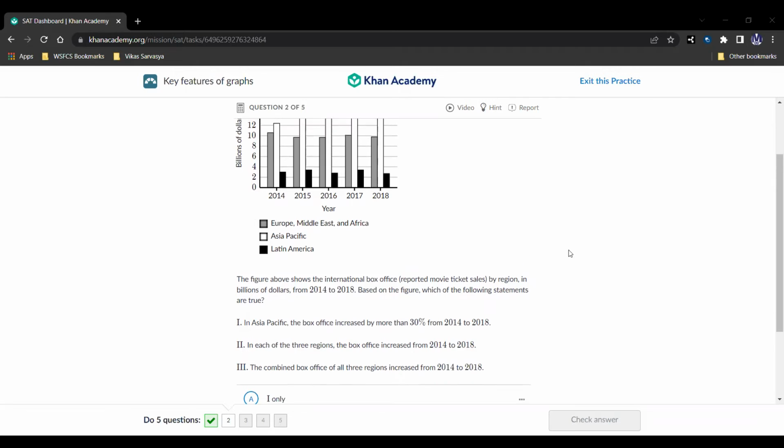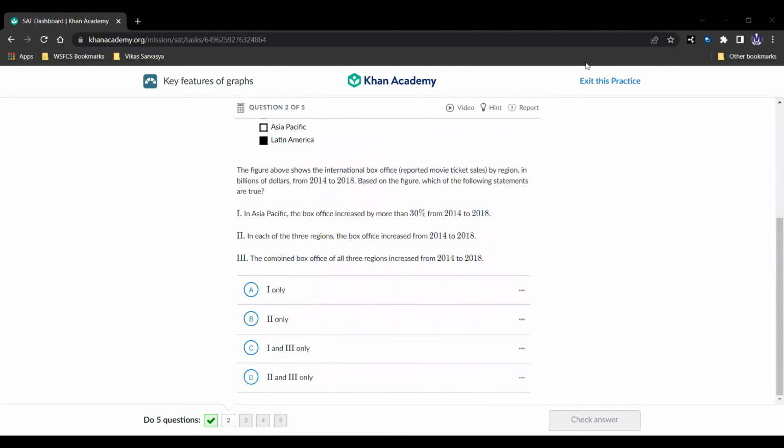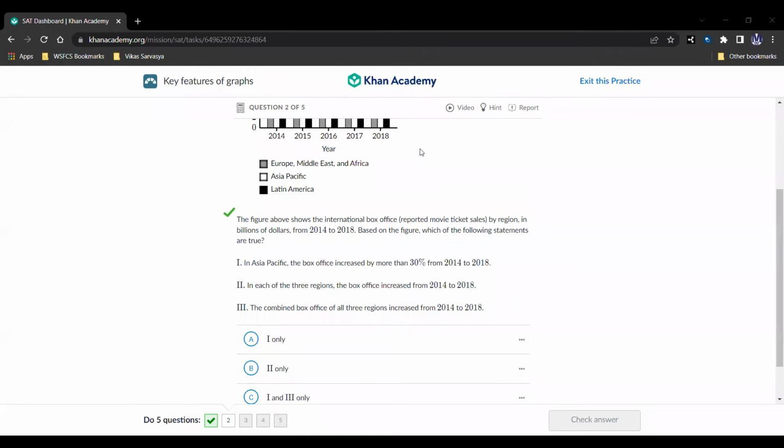In Asia Pacific, the box office increased by more than 30% from 2014 to 2018. Well, in Asia Pacific, we started from around 12, right? An increase of 30% is times 1.3, and that's going to be around 15.6. It's at 16 right now, so that is true. So 1 is true.